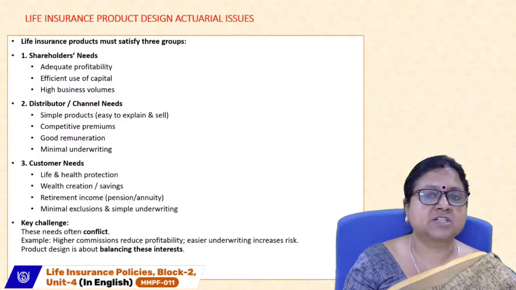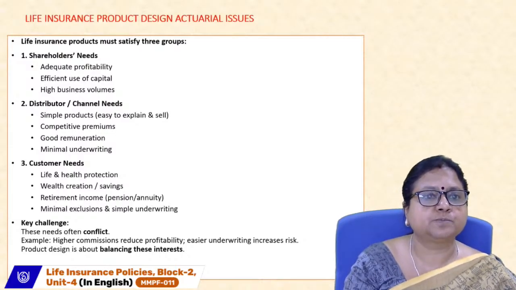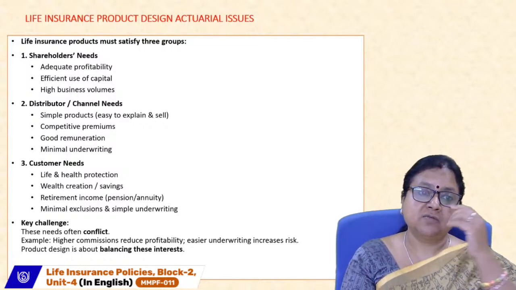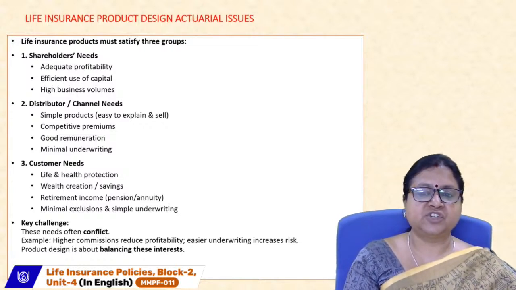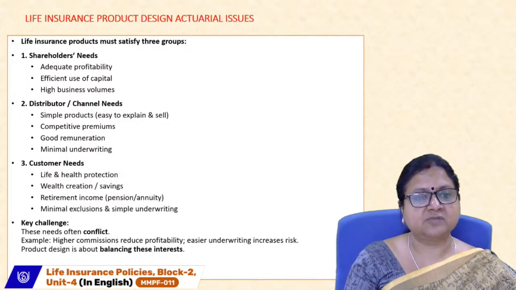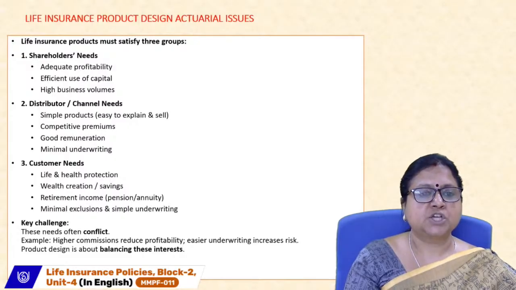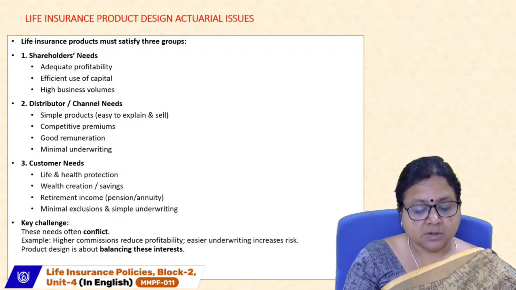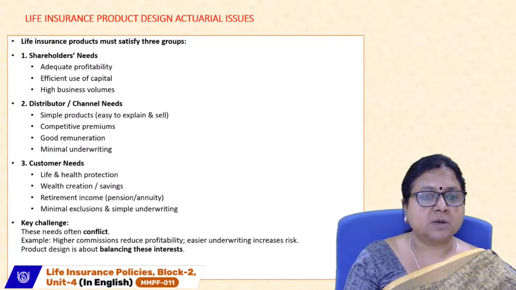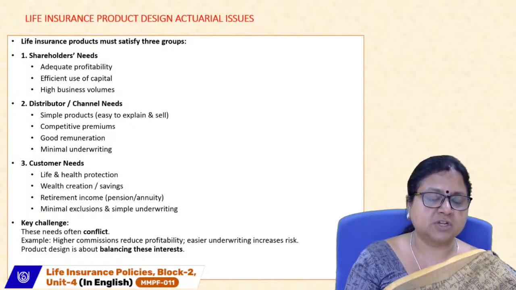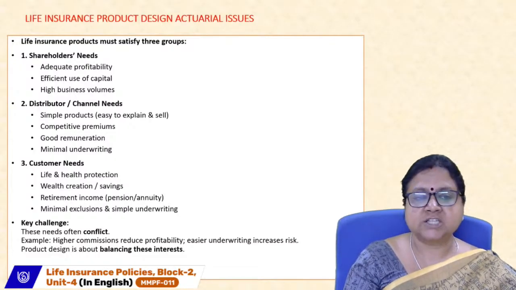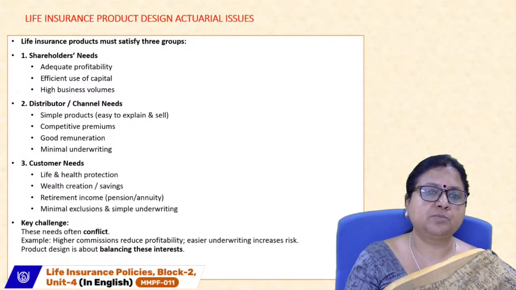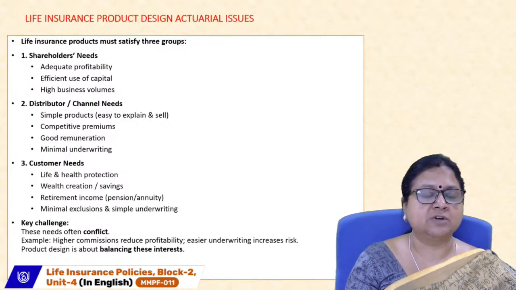Now, life insurance product design and actuarial issues. Life insurance products must satisfy three groups: shareholder needs, the direct stakeholders of the company; distributor or channel needs; and customer needs. Shareholder needs require adequate profitability. The company providing the insurance policy should be profitable, or else they will not be able to settle the claims accurately.